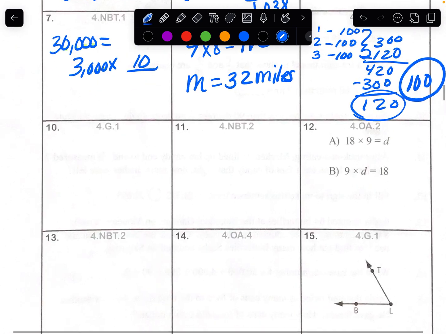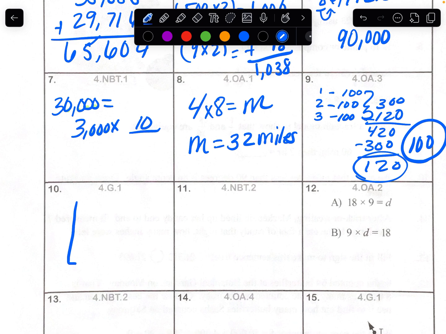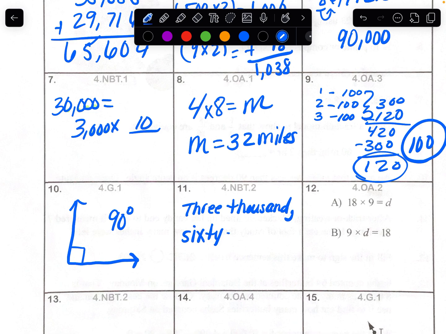All right, number 10 says draw a right angle. All right, a right angle is our perfect square. And you had to tell me how many degrees it was, and hopefully you wrote 90 degrees. All right, write 3,000, don't forget your comma. 60-9 is fully correct.